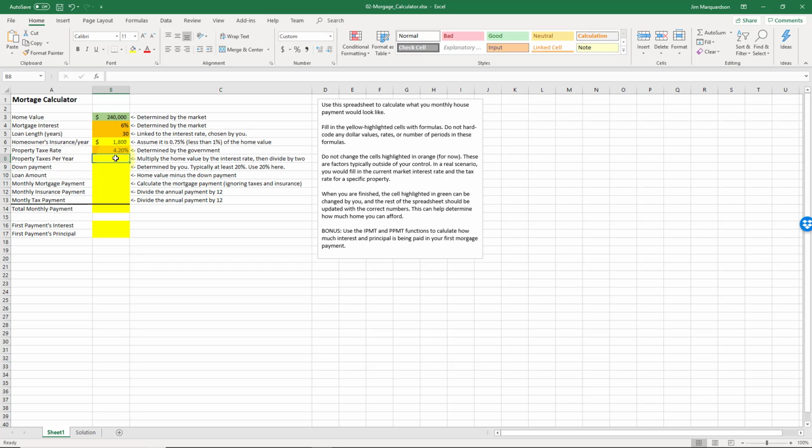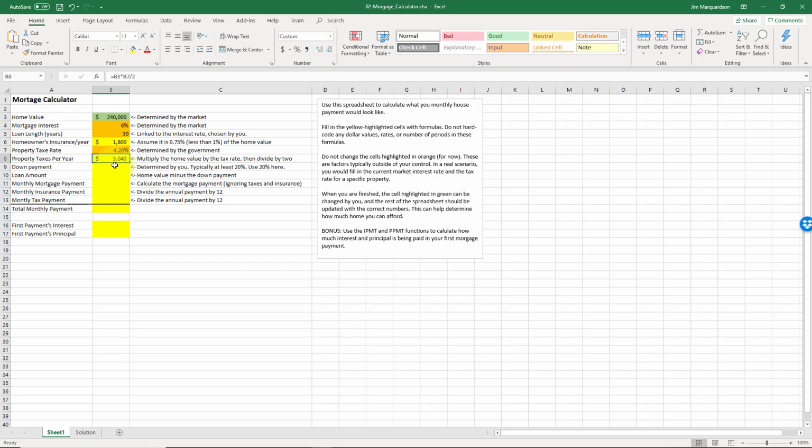Okay, property taxes per year. Multiply the home value by the interest rate, then divide by 2. Okay, so notice the typo. This should not be interest rate. It should be the tax rate. So I'm going to fix that. We're going to say equals the home value times the tax rate and divide it by 2. That's just the way Michigan does it for whatever reason. I don't know, that's just what Michigan does. Every state's going to be different. Local tax methods might be a little bit different.